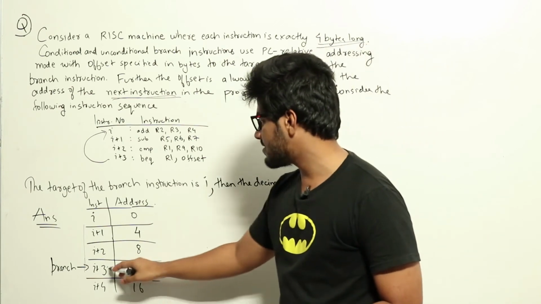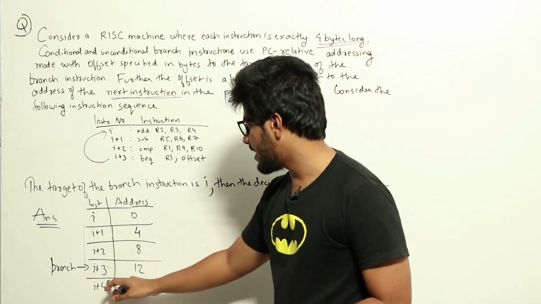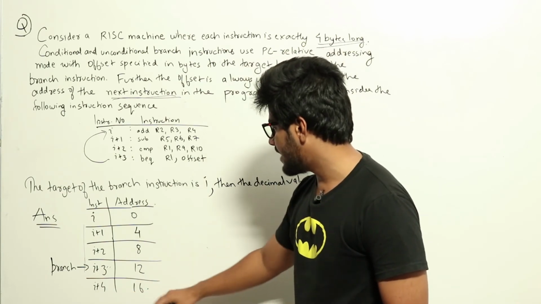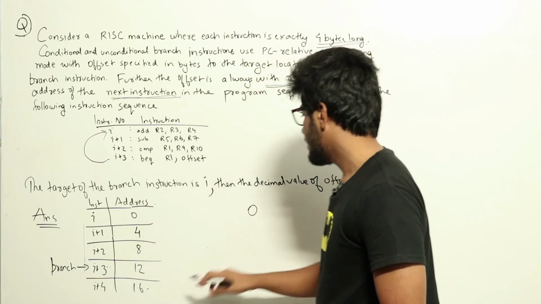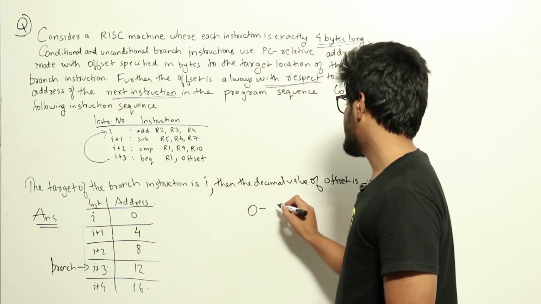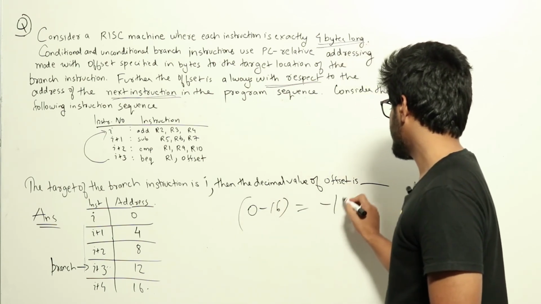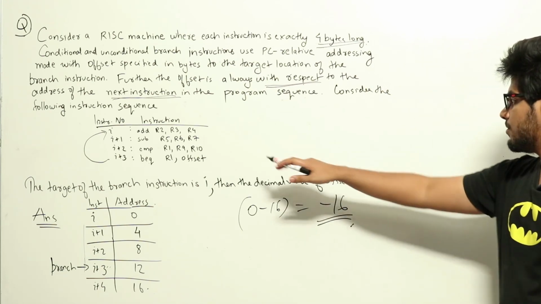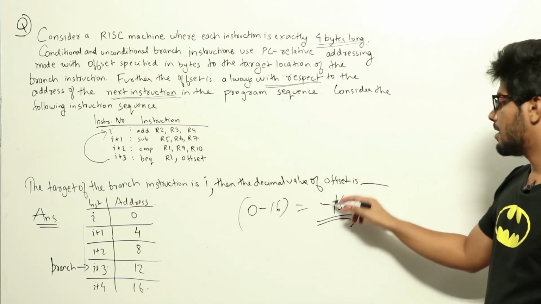So if I plus 3 is the branching instruction, the address of the next instruction is I plus 4, that is 16. Now with respect to this, we need to calculate the offset of I. Now I's address is 0, this one's address is 16, so the difference between these two is 0 minus 16, that is minus 16. So this will be the offset that we need to enter here in order to branch to instruction I. So the answer is minus 16.